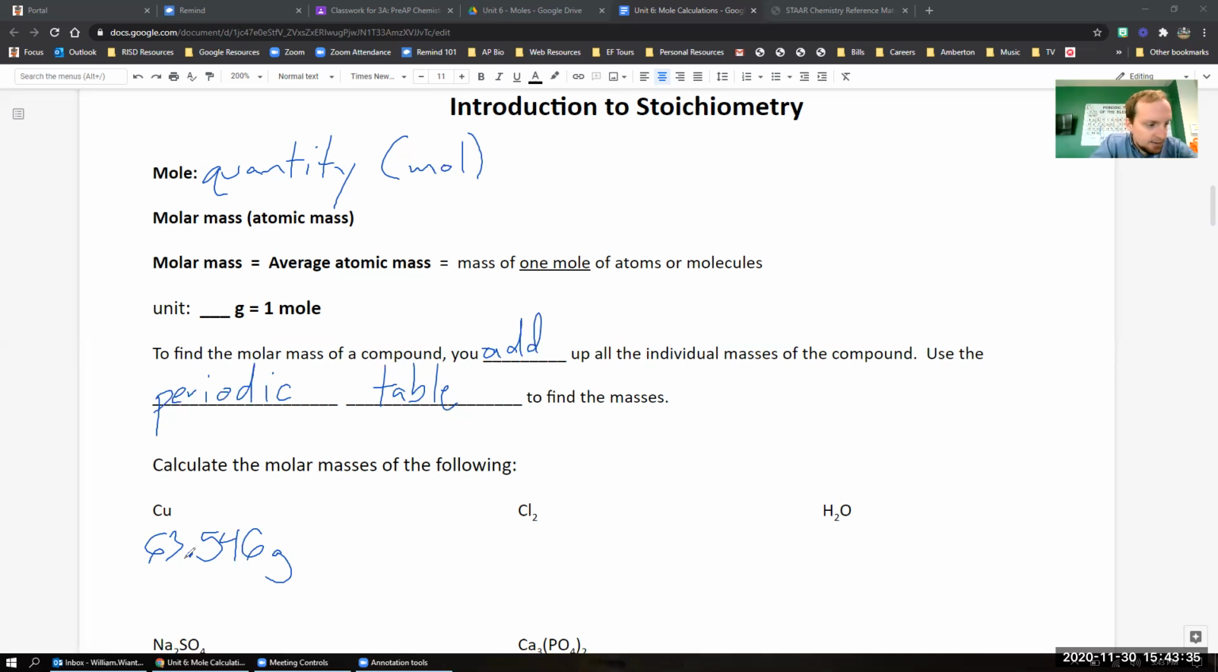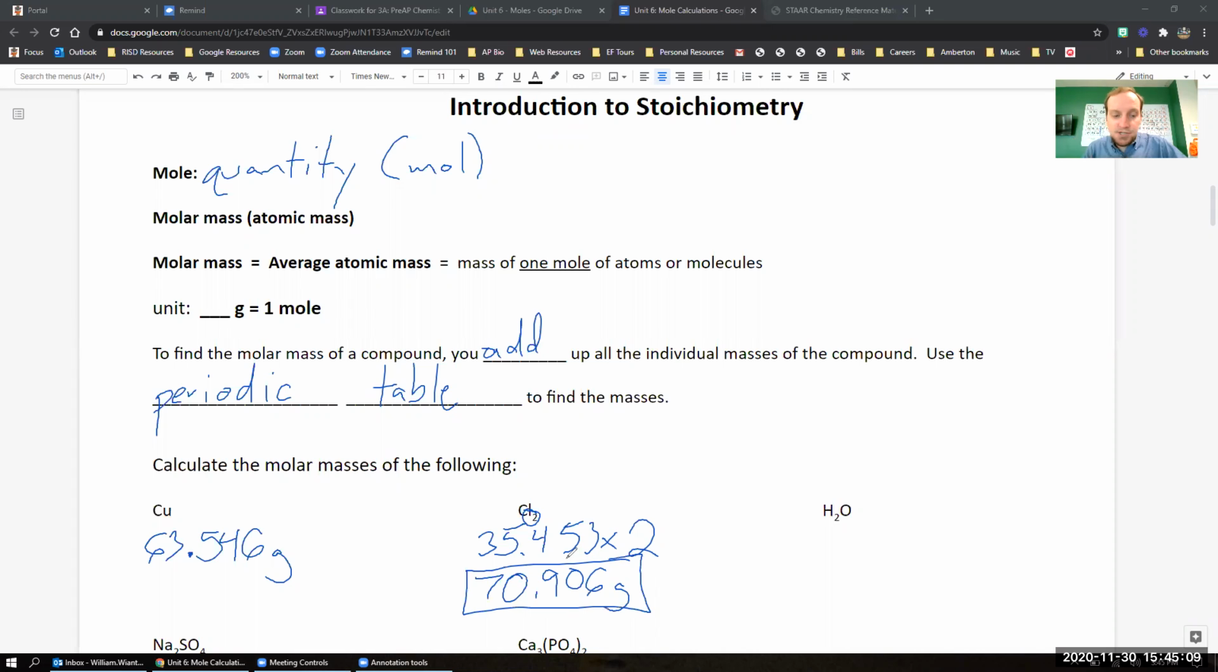Chlorine is the same thing here. Looking at my periodic table, it says 35.453, but notice it's Cl2, so I'm going to have to multiply that by 2. I did not bring my calculator, that was not very smart. Hold that thought, guys. All right, I just got my calculator, so let me calculate that. 35.453 multiplied by 2 because there are 2 chlorine atoms. My total mass of chlorine gas would be 70.906 grams. That's the answer right there.